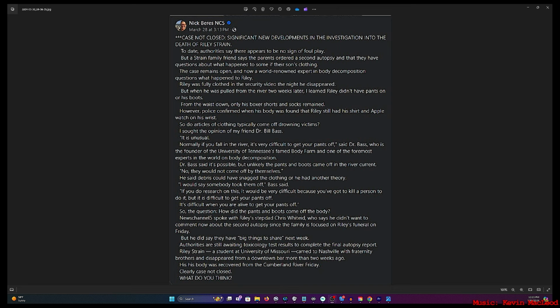So that's how I just learned that he had his boxer shorts on and socks. However, police confirmed when his body was found that Riley still had his shirt and Apple Watch on his wrist. So do articles of clothing typically come off drowning victims?